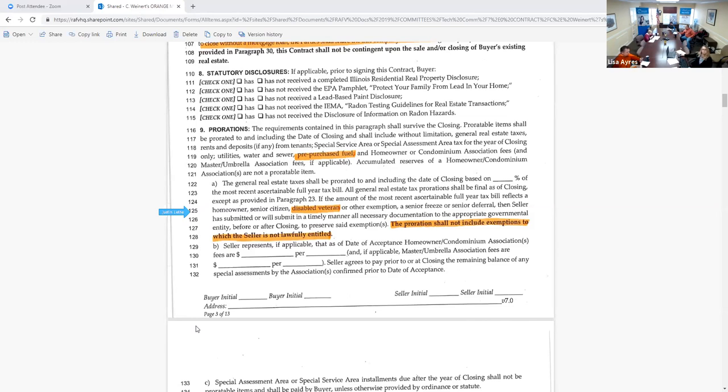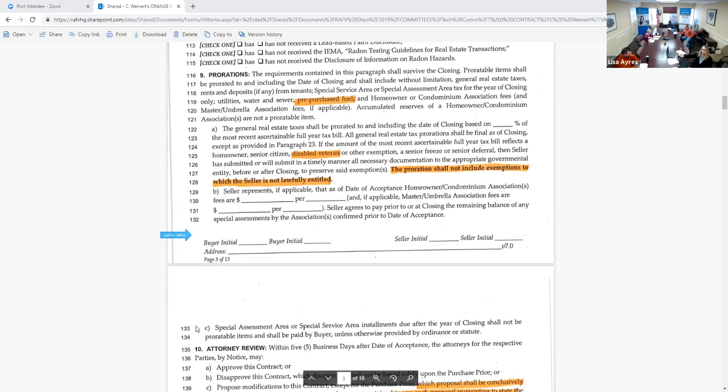On line 127 and 128, I'm going to read you the sentence and then I'm going to talk about it a little. The proration shall not include exemptions to which the seller is not lawfully entitled. What does that mean? Well, if I bought a house and it was my principal residence, and because of that, I received a limited homestead exemption. And then subsequently, I turned that home into a rental. But that exemption wasn't removed. I was actually receiving an exemption to which I was not entitled for that property. We're not going to expect prorations to be based on that exemption, which was inappropriate.